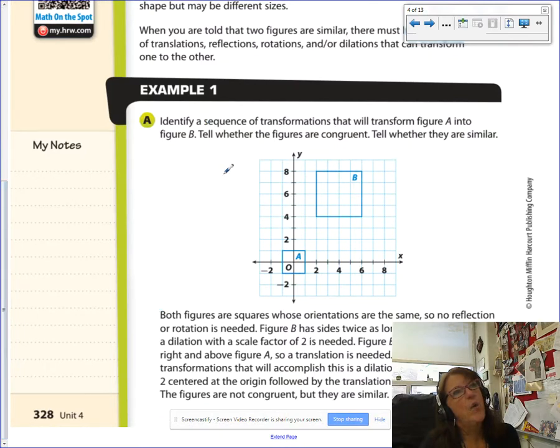So let's see. We want to go from A. We're going to start at A and get to B. All right. And then tell whether they're congruent. Okay. Well, I can tell you right now, not congruent. I can tell immediately they're different sizes. Duh. Are they similar? Well, that's going to take some work.